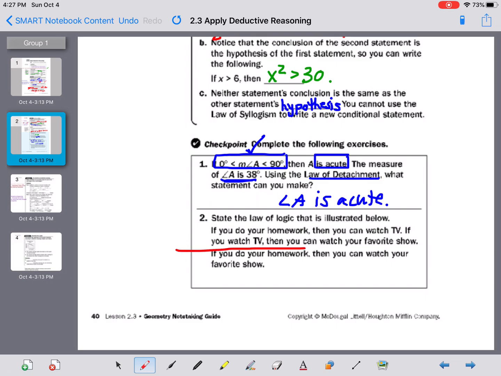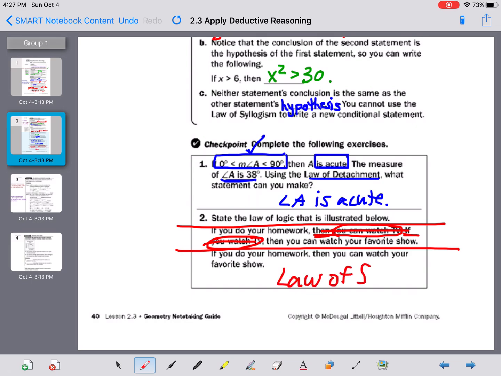So we started with these top two sentences. It looked like I had, you can watch TV, if you watch TV. So connecting, one had a then, one had an if. They got rid of them, and they just shortened, if you do your homework, then you can watch your favorite show. So that looks like we shortened up the chain. That's our law of syllogism.